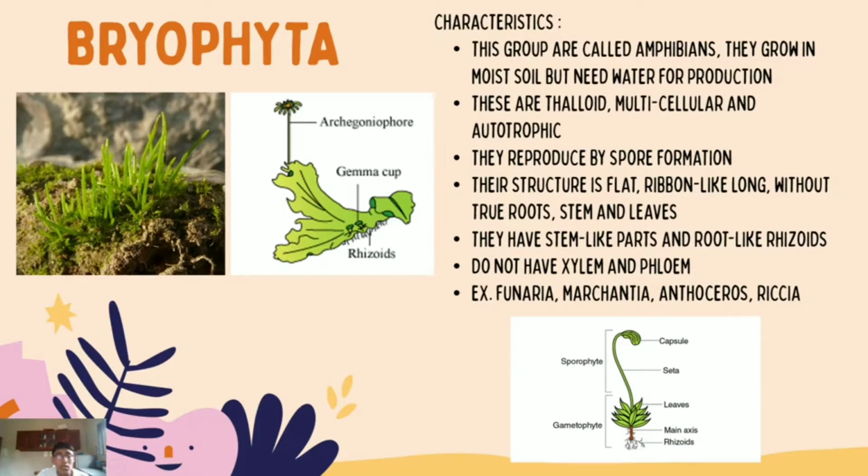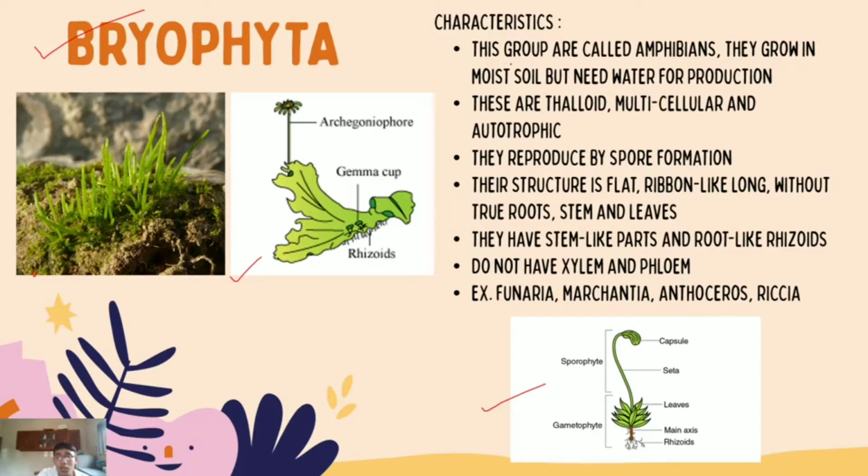Next it is bryophyta. Bryophyta is the second division under cryptogamy. You can see a picture. These are the examples. This is Marchantia. These are the examples of this particular division: Anthoceros, Marchantia, Riccia. So what are the characteristics of this particular division?